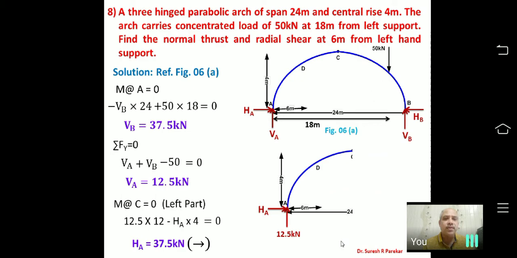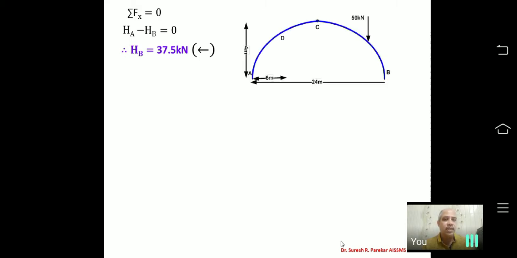Now once I know this value of HA, I can find value of HB by summation Fx = 0. HA minus HB equal to 0 gives me HB 37.5 kilonewton, but towards left, because we have assumed towards left and value is plus, so it is towards left. Now I will show all these forces in this arch. So we have this.